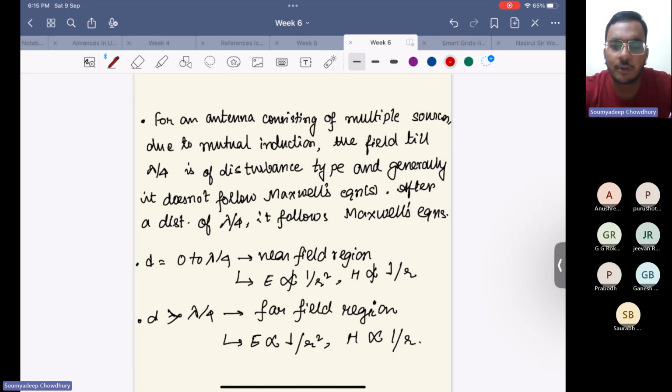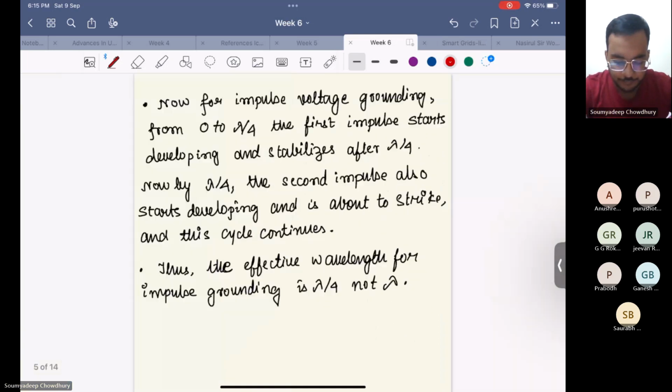So for distances 0 to lambda by 4, that is the near field region, the electric field is not proportional to the inverse of the square of the distance, and the magnetic field is not proportional to 1 by r. Whereas for d greater than lambda by 4, that is in the far field region, the electric field is proportional to 1 by r square and the magnetic field is proportional to 1 by r. That is, it is following Maxwell's equations.